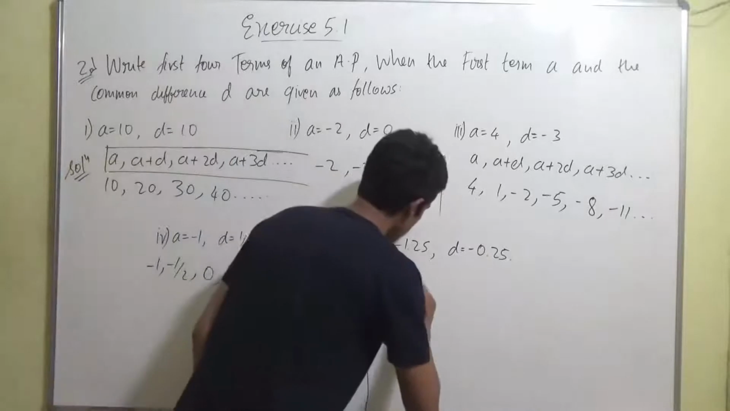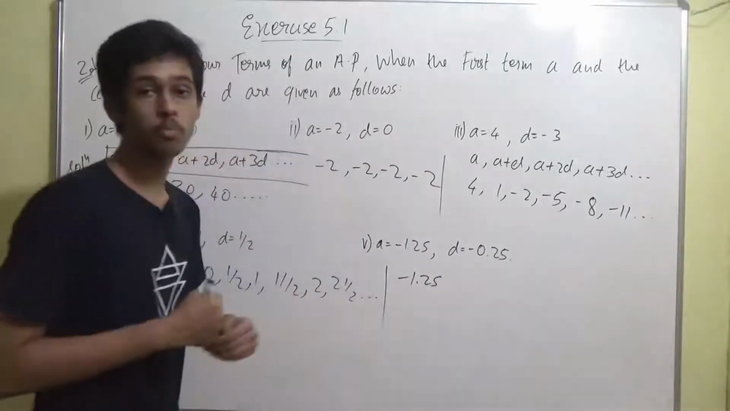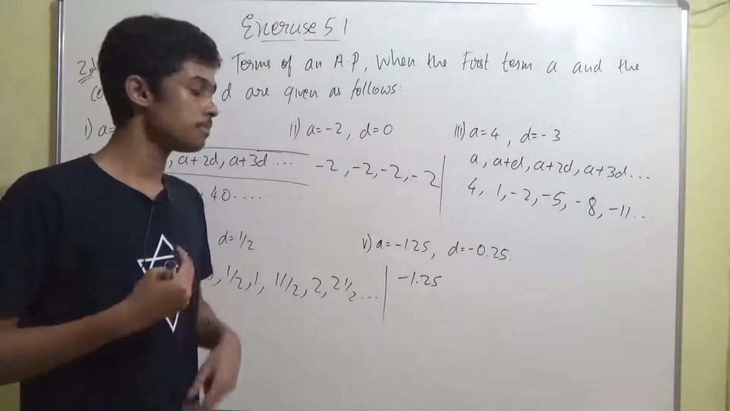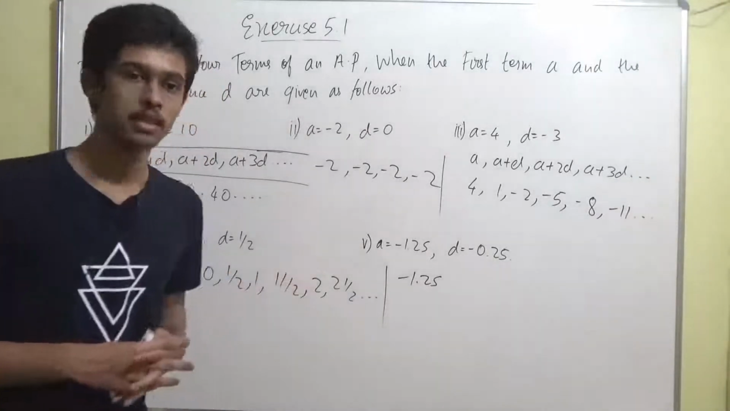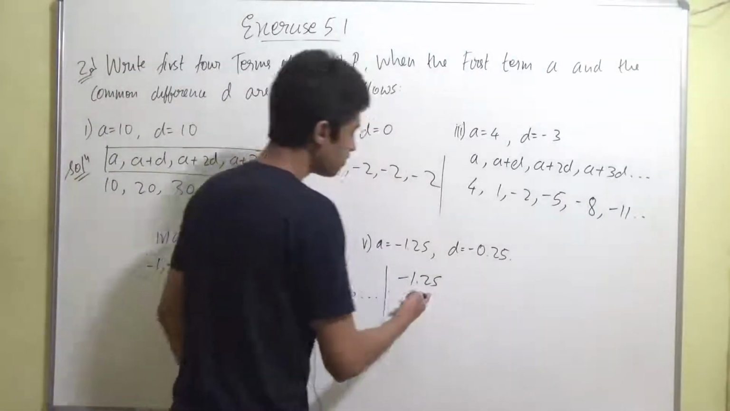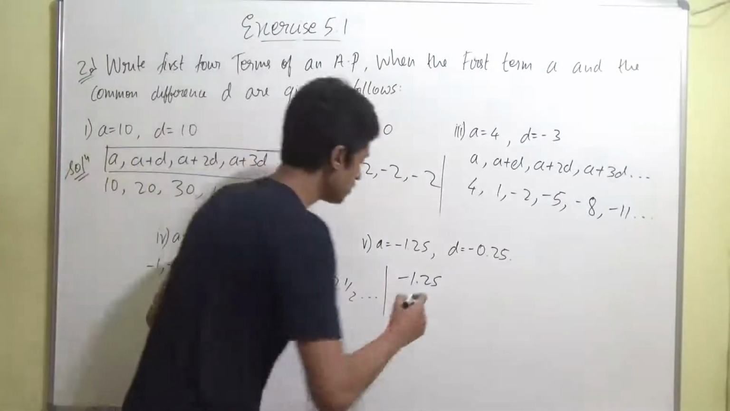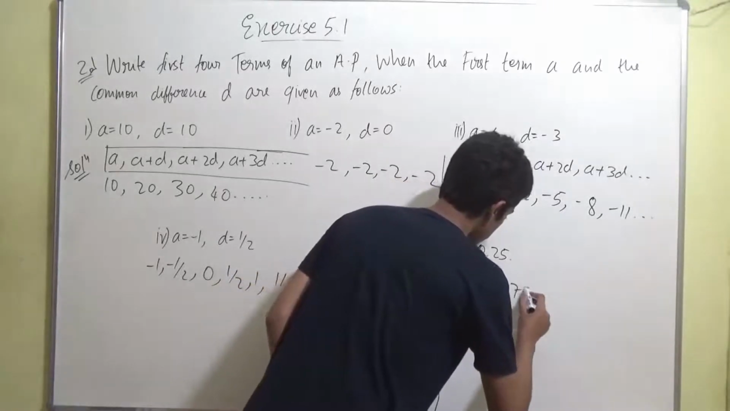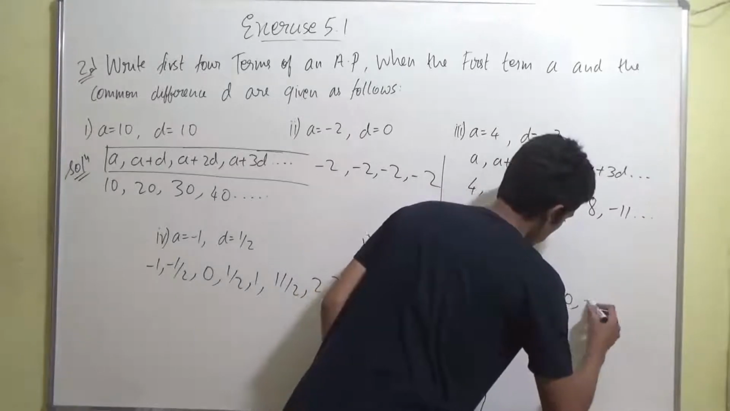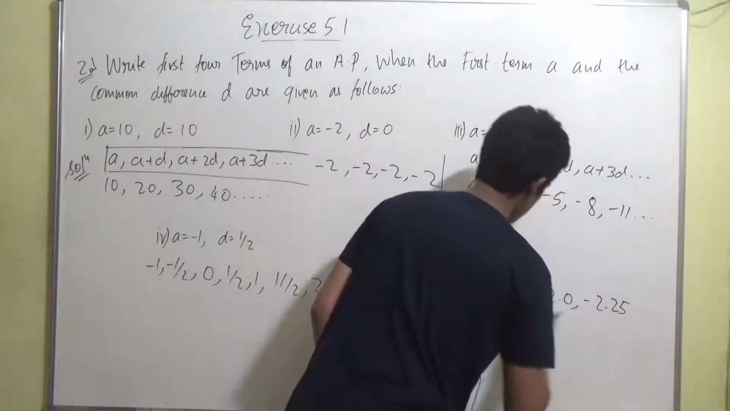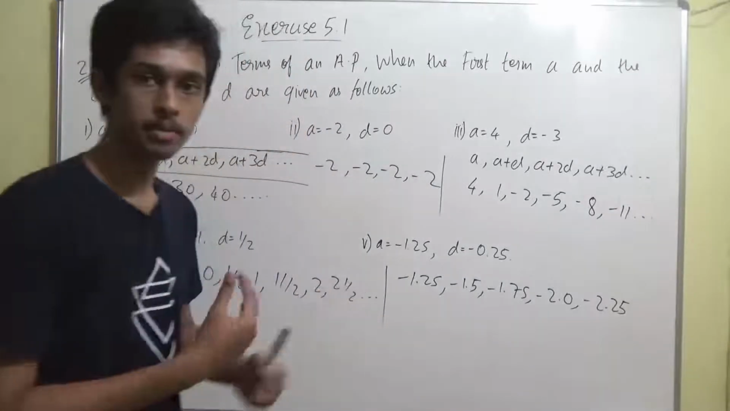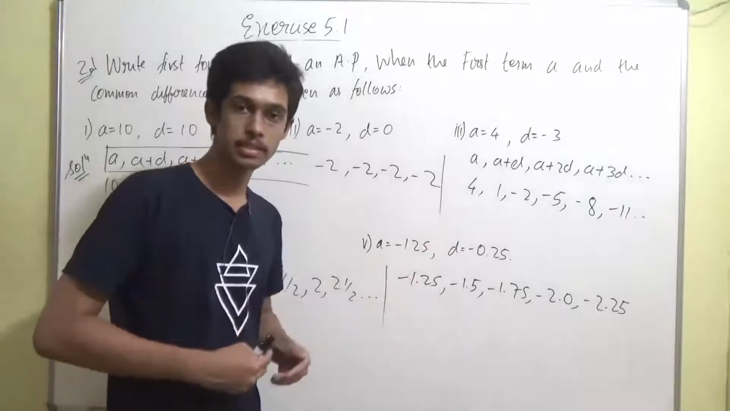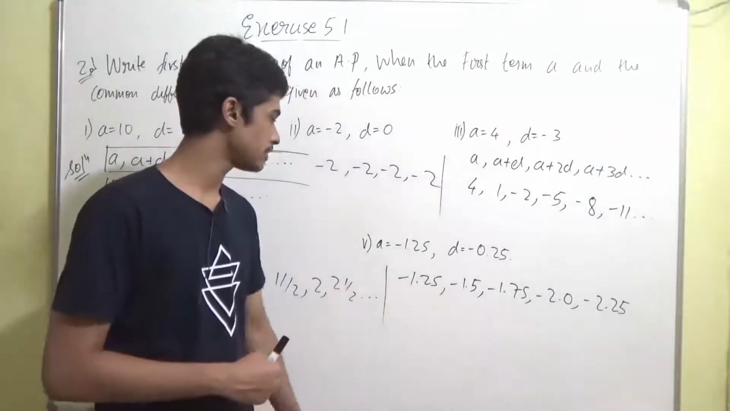So A is minus 1.25 and D is minus 0.25, which means every subsequent time you have to subtract 0.25. That's the meaning, guys. So when you subtract 0.25, this will become minus 1.5, minus 1.75, minus 2.0, minus 2.25. Getting it, guys? Every time it's getting reduced by 0.25, right? So it is getting reduced, so it's becoming like this, guys.